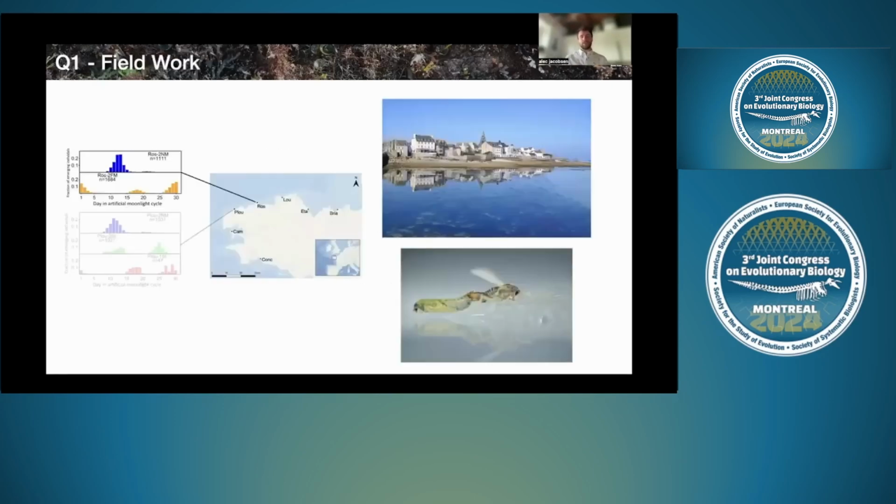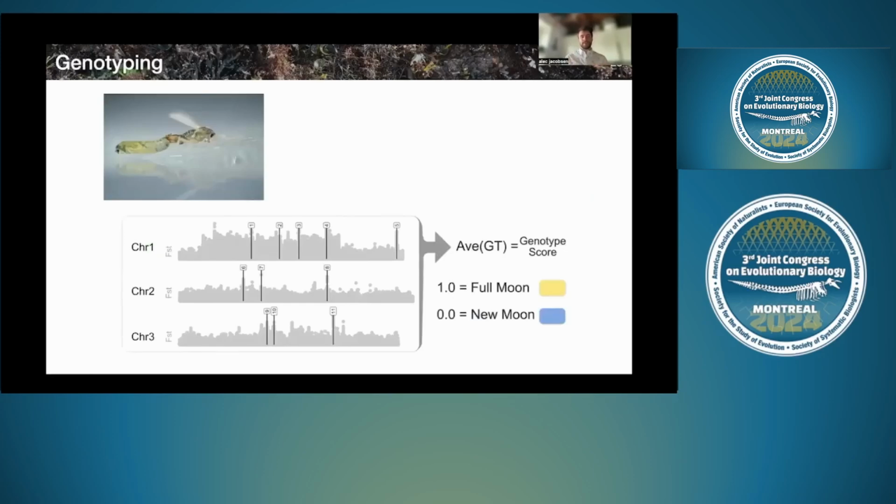So to answer question 1, we went out to the field in Roscoff where we have 2 chronotypes, one that emerges on the full moon and one that emerges on the new moon. And over the course of 2 lunar months, we sampled copula. So these are individuals that are actively mating with each other. And we took these individuals back to the lab and designed a multi-locus genotyping assay based on high FST peaks, so regions in the genome that have diverged between these 2 chronotypes.